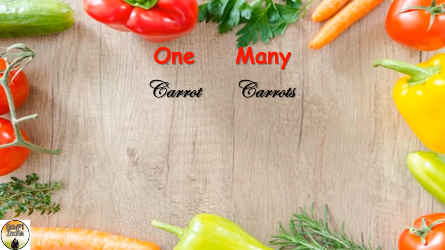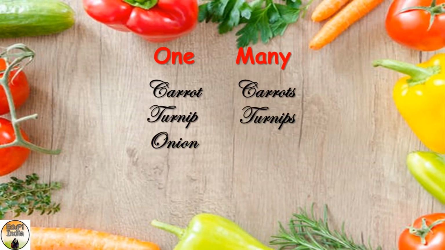Next question is to write plural of these words. Here, names of some vegetables are given. You have to tell plural of these vegetables. Friends, most singular nouns are made plural by simply putting s at the end. Let's see how. Plural of carrot will be carrots. Plural of turnip will be turnips. Plural of onion will be onions.